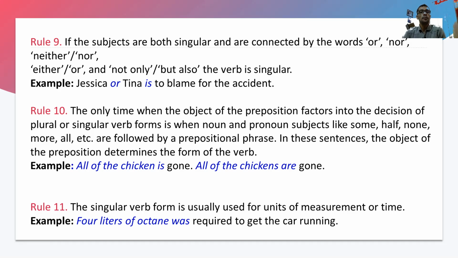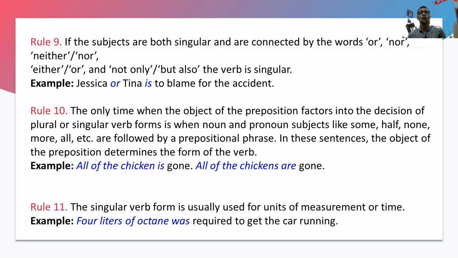Okay. Rule number 10, the only time when the object of the preposition factors into the decision of plural or singular verb forms is when noun and pronoun subjects like some, half, none, more, all, etc. are followed by a prepositional phrase. And in this sentence, the object of the preposition determines the form of the verb.